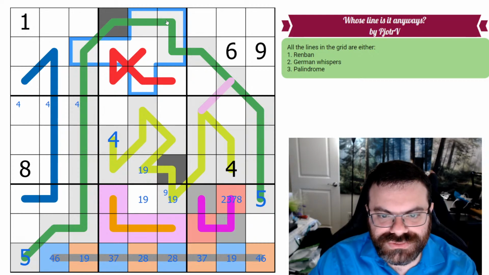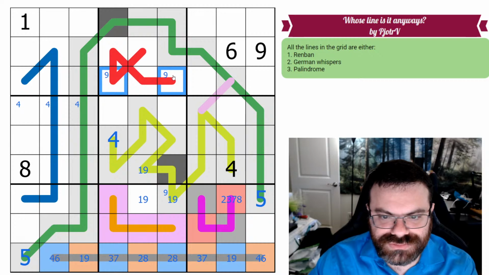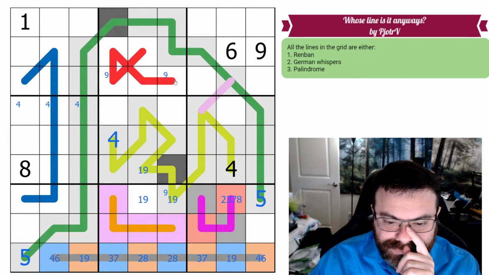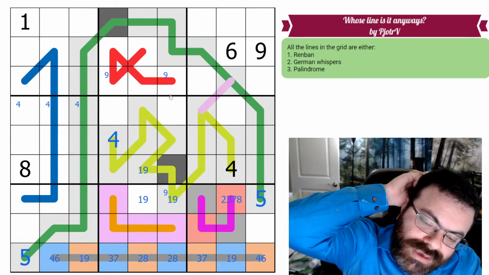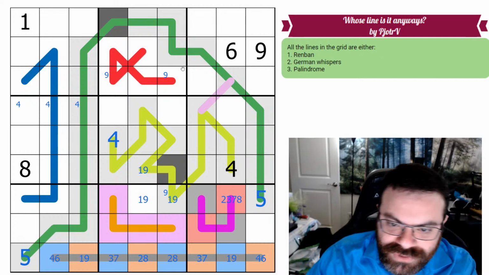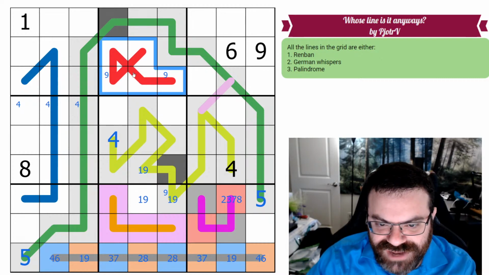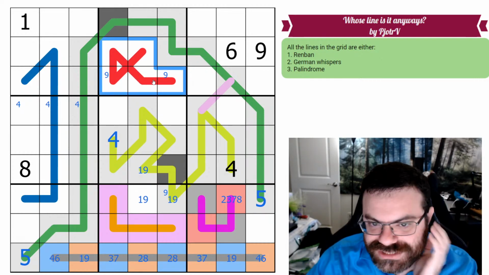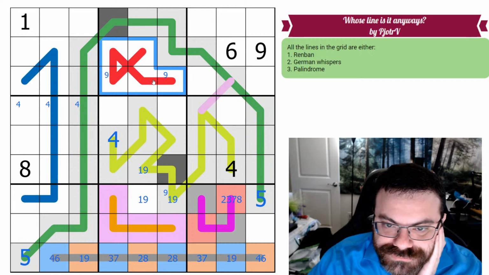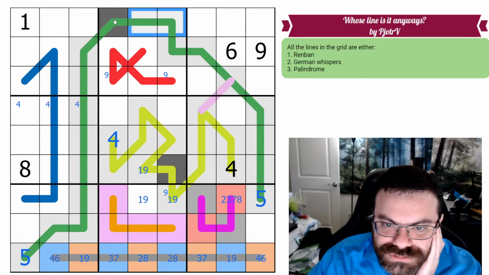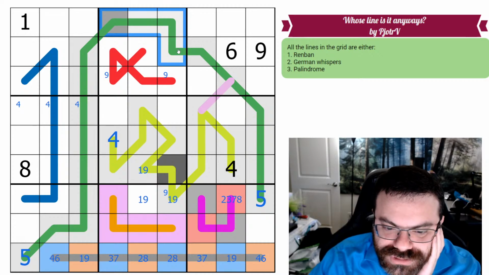Nine can't go in any of these. So 9's actually on one of these two. Which means if we're Renban, then we're 9, 8, 7, 6, 5. Excuse me, 9, 8, 7, 6, 5. That would put 1, 2, 3, 4 along here.